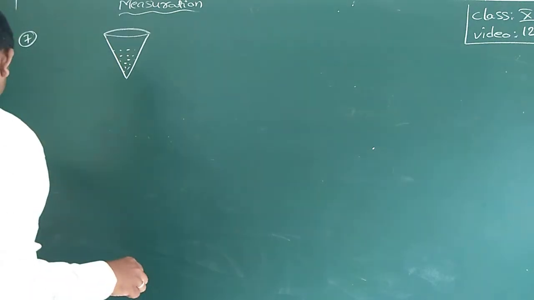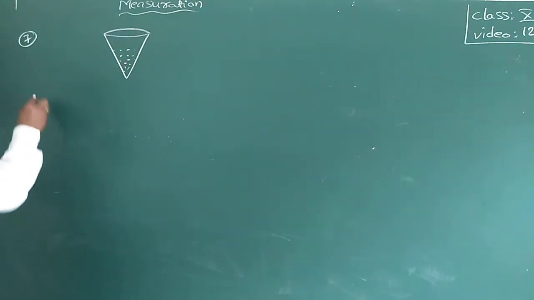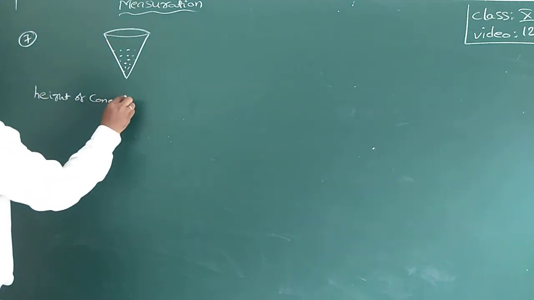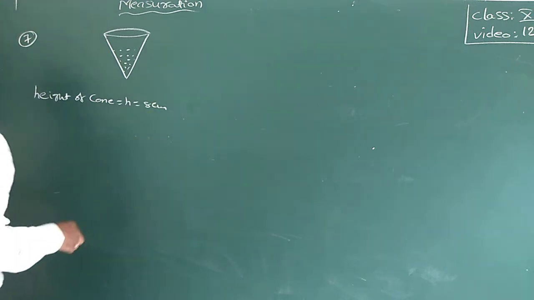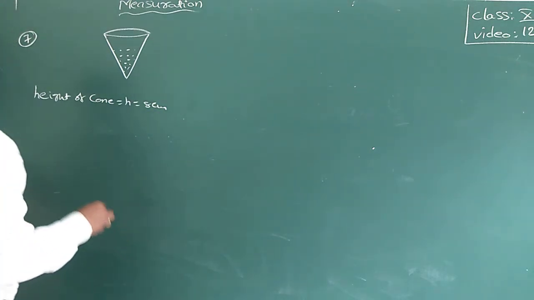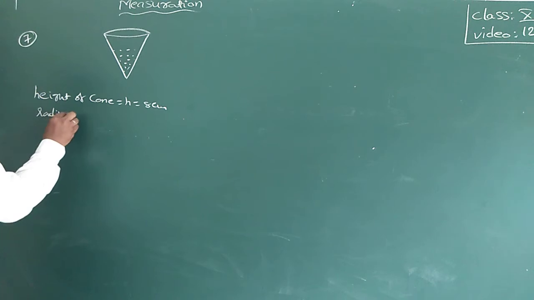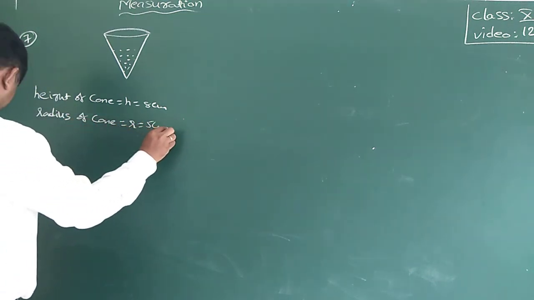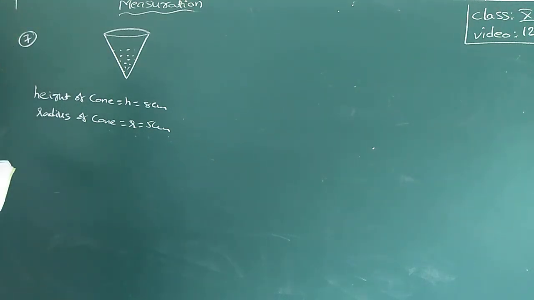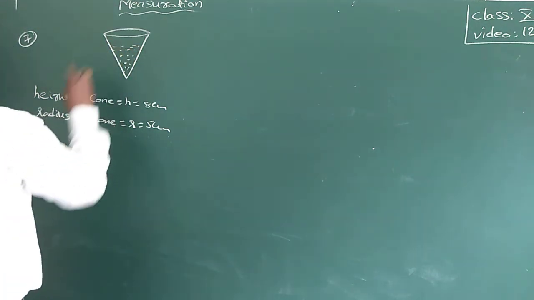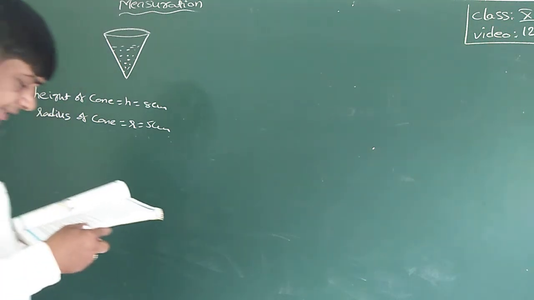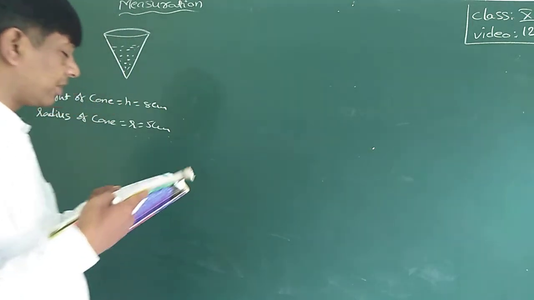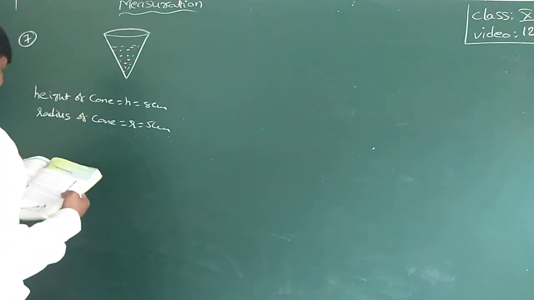A vessel in the form of an inverted cone, its height is 8 centimeters. Height of cone h is equal to 8 centimeters. And radius of its top is 5 centimeters. It is filled with the water up to the rim. Okay. When lead shots, each of which is a sphere of radius 0.5 centimeter, are dropped into the vessel, 1/4 of the water flows out.